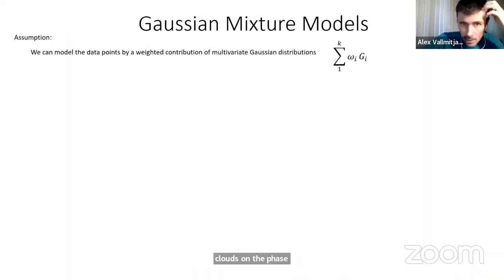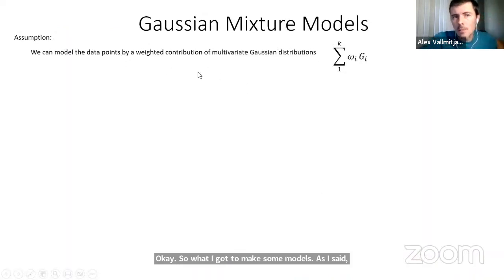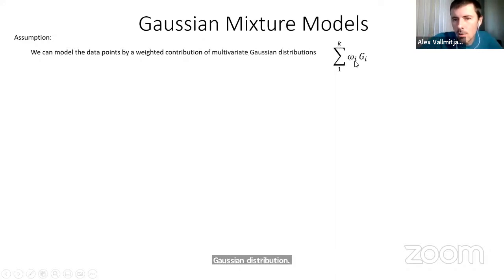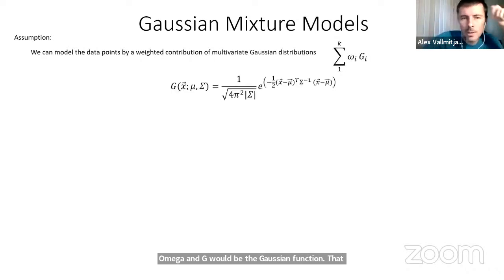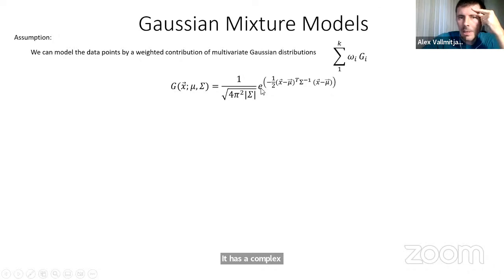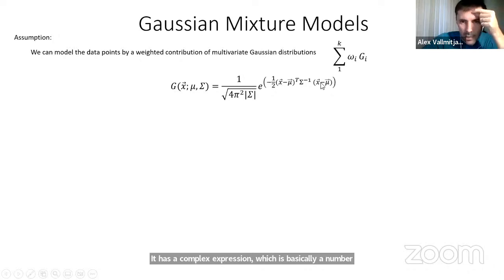Okay, so what are Gaussian mixture models? Well, as I said, you're assuming that you can model your data points by a weighted contribution of, in this case, two-dimensional Gaussian distributions. So you have a sum of k Gaussians, each with its weight, omega, and g would be the Gaussian function that is put on top of your phasor space. It has a complex expression, which is basically a number times the exponential of a negative squared value.